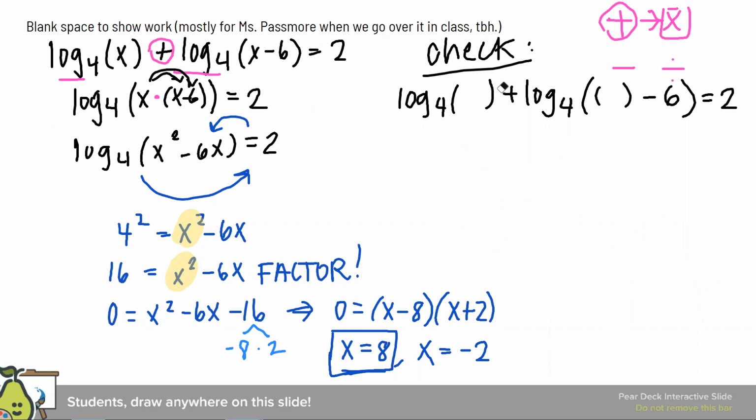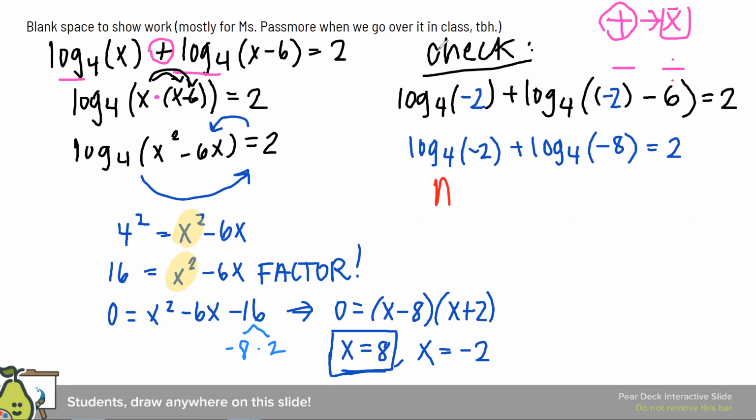So we're checking out if negative 2 and negative 2 work. Doing so gives us log base 4 of negative 2 plus log base 4 of negative 8. We want to know if that's equal to 2. Now, here's where we have an alert, okay? Alert.